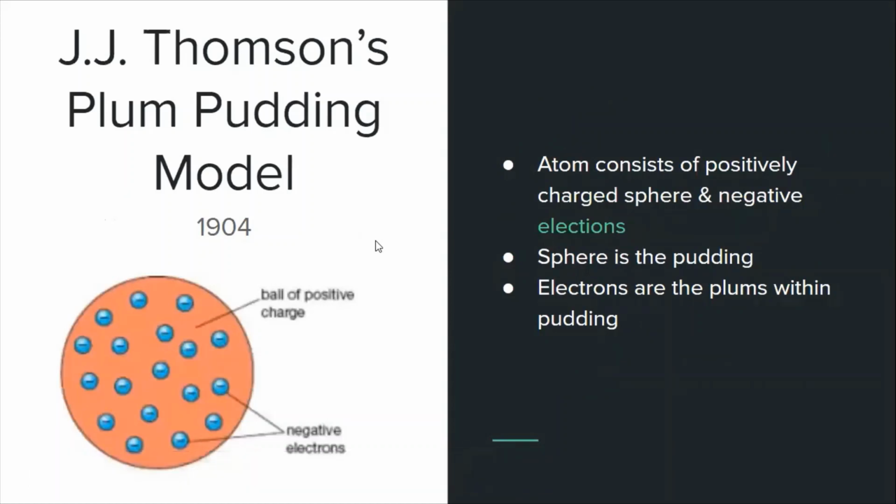In 1904, J.J. Thomson created the plum pudding model. In this model, there was a sphere, a positive sphere that contained the negative electrons, and the model is called the plum pudding model because in J.J. Thomson's viewpoint, he saw the sphere as the pudding and the electrons as the plums within the pudding. He saw it as just a circle with little dots, you could say, within it.